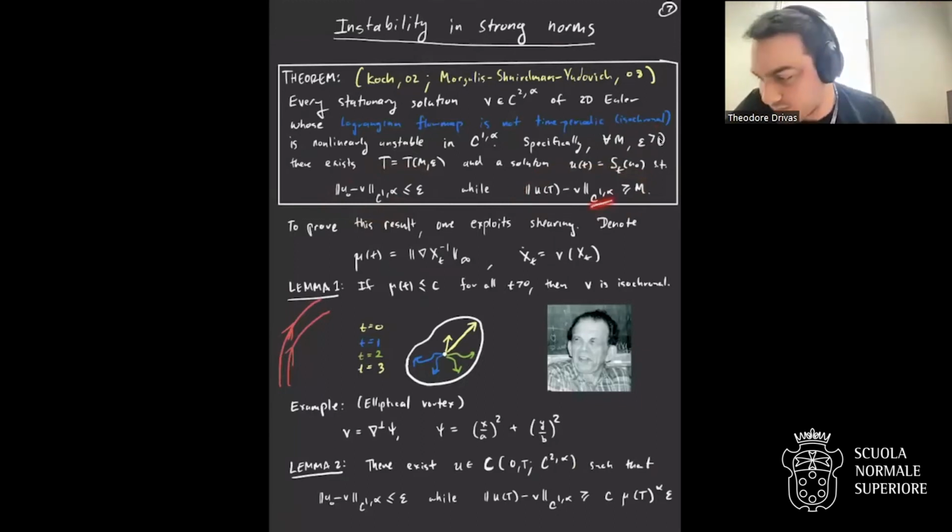So in particular, the C1 alpha norm grows as large as I like. This doesn't give infinite time growth. It's a finite time statement. We'll talk about the infinite time analog in a second. But it does say that you do experience some very strong filamentation if you're near any steady state at all, except for these time periodic ones.